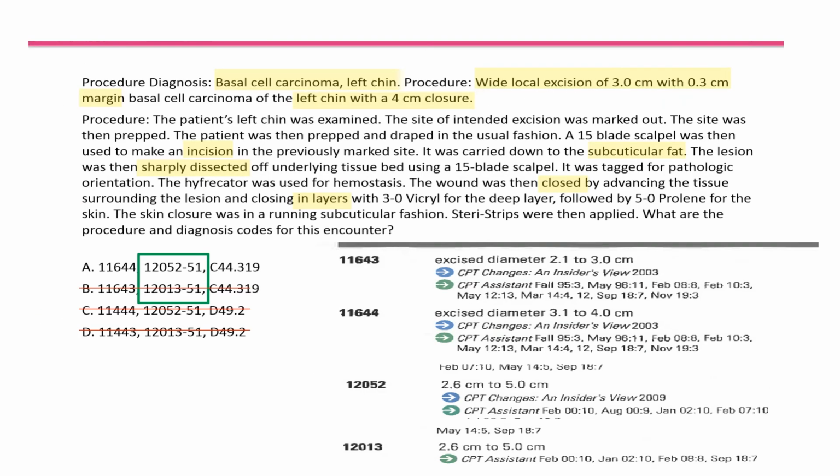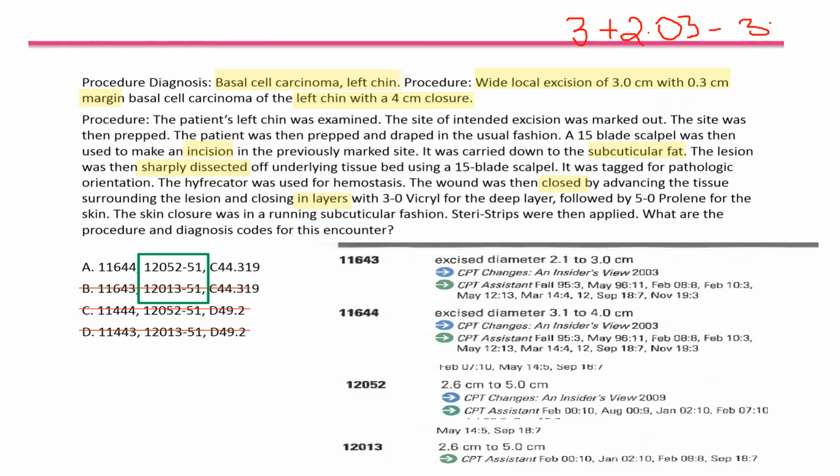So after putting all our findings, we know that this is definitely not a benign growth. So I will eliminate my option C and D because these are the benign growth codes, and keep 11644 and 11643. So I am going to look for the excised diameter. 11643 talks about 2.1 to 3 centimeters, and our excised diameter is how much? It is 3.6, because 3 is the lesion plus margin is 0.3, and 2 times 0.3 is 0.6, so 3.6 will be my excised diameter.